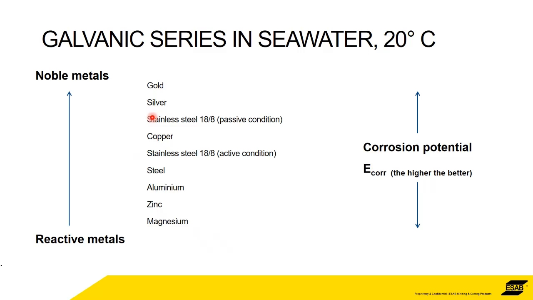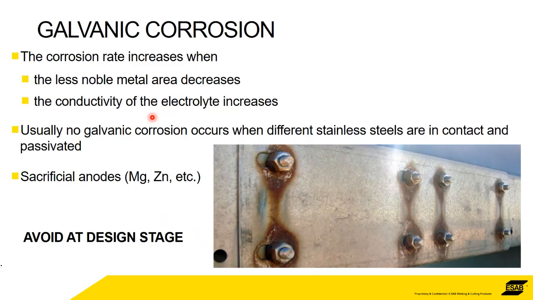Why should we worry about this? Well, something like stainless steel bolts on a mild steel frame underwater, for example. So there's a big potential difference already set up between the 2, and you'll start to get this galvanic corrosion.